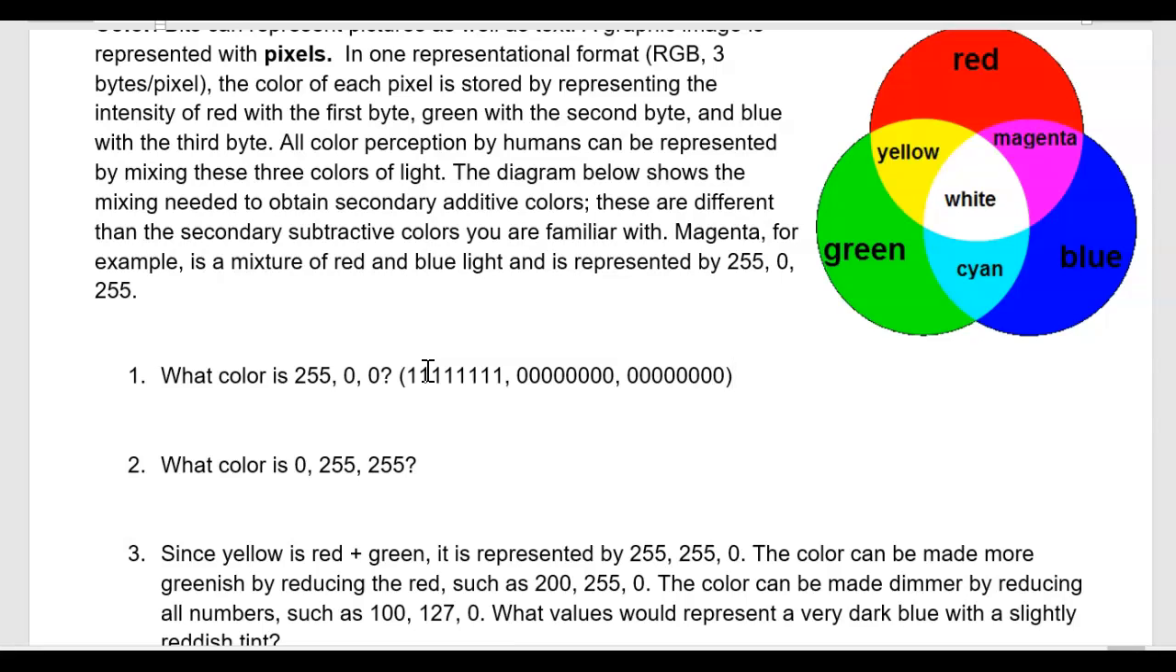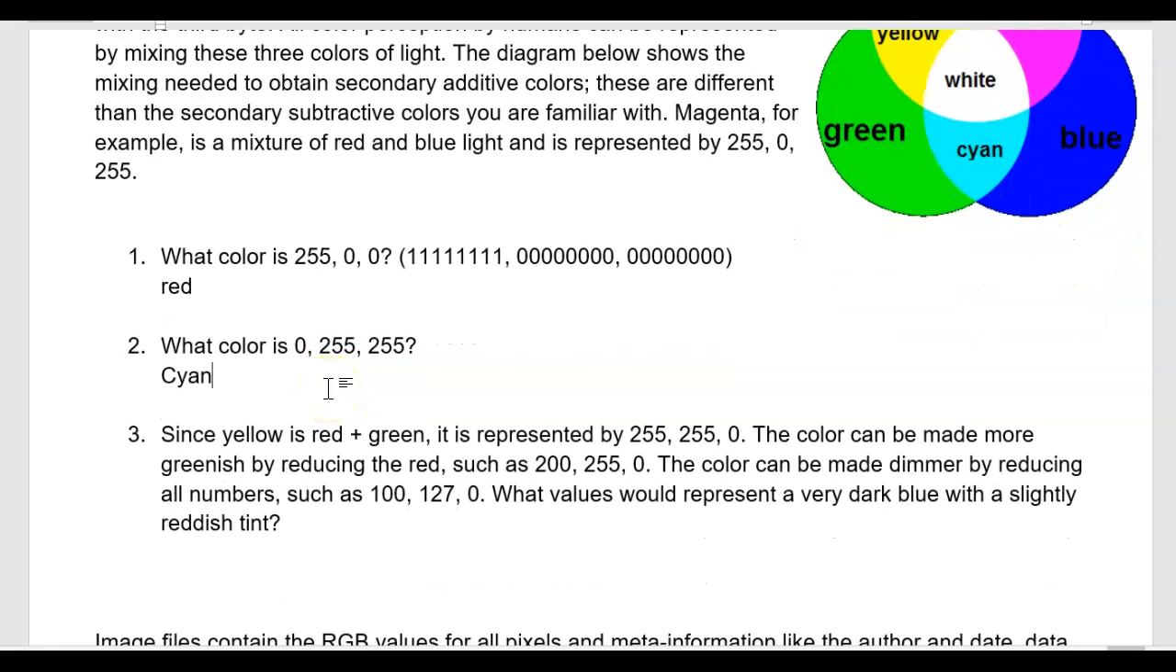That's all ones, all switches on. And so this would just be red, because it's all red, no green, and no blue. If I were to figure out what color 255, 255, 255 is, no wait, 0, 255, 255 would be no red, all green, and all blue. So what do we think that would be? That would be cyan. Okay? And so the next question: since yellow is red and green, it is represented by 255, 255, 0.